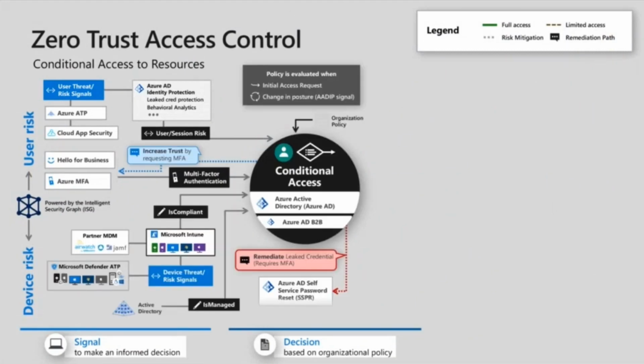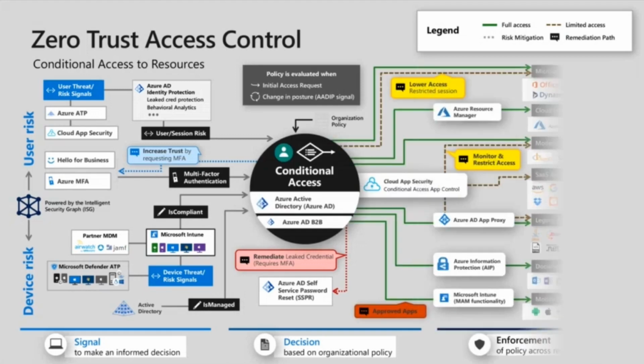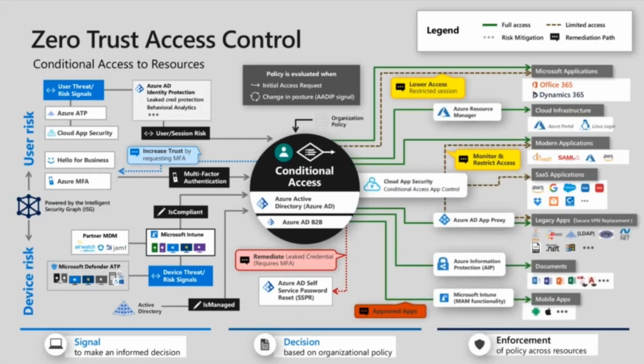We have a lot of signals available. As you see here on the left, we have the signals. In the middle, we have the decision maker, which is our Azure AD, and on the right is the enforcement we can put in place. There is a lot. It's not just Azure AD, which, as you see here, is our decision maker, this is where we control.